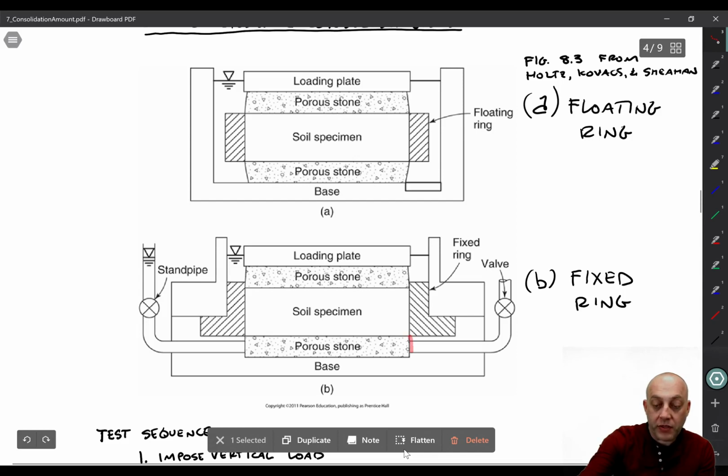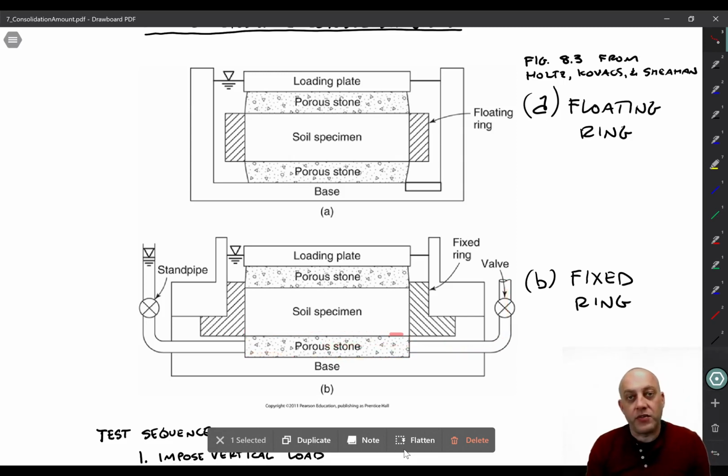There's a porous stone on the bottom, and you have to provide a drainage port, right? We want this water to drain out of the specimen, so there is a drainage port at the bottom of the consolidometer that allows that to happen. The porous stone's connected to it.